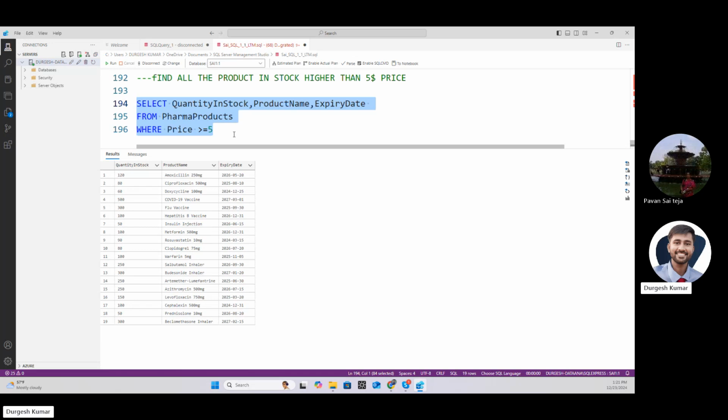So here, this question was very simple. Read the question and match the answer, and then tell me, do you want to adjust something? We can just remove the equal to, since the question asked for higher than price 5. Okay. Anything else?